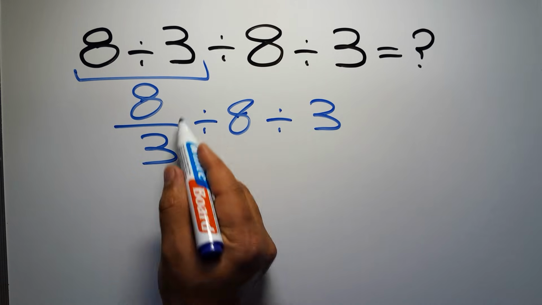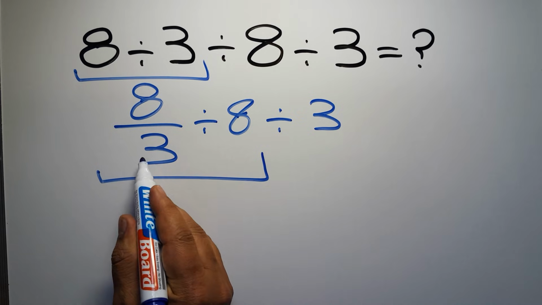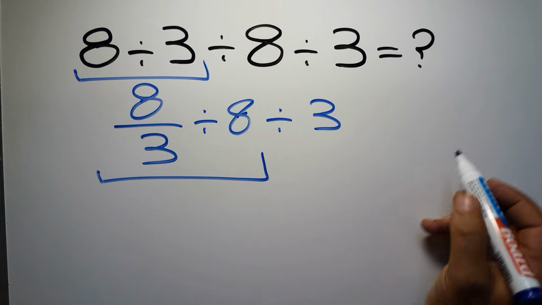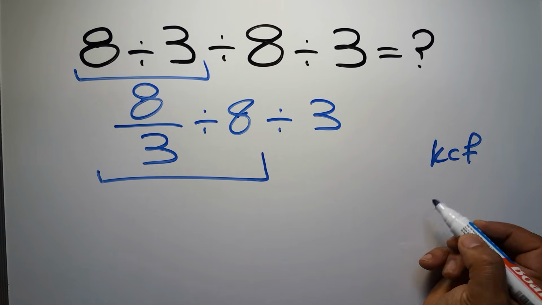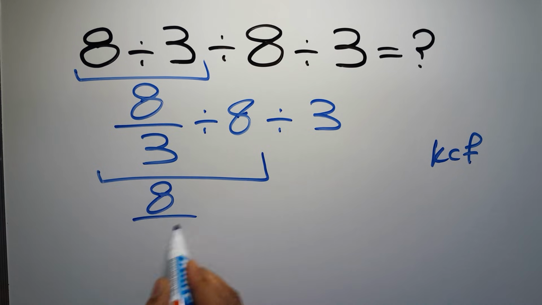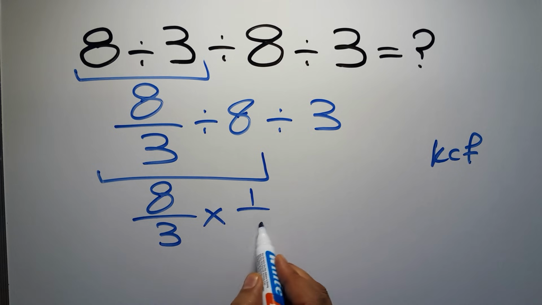Now we have to do this division. 8 over 3 then divided by 8. According to the KCF rule, K stands for keep, C stands for change, and F stands for flip. We can write keep the first fraction, change division to multiplication, and flip the second fraction.